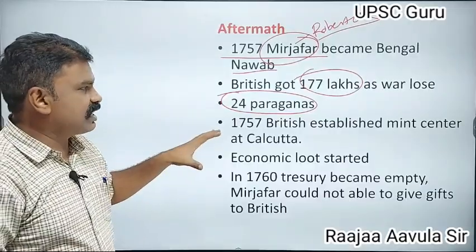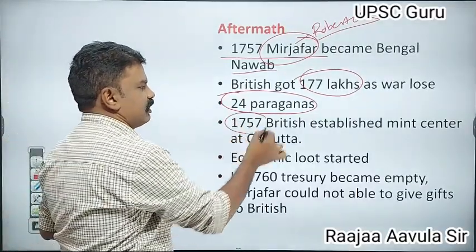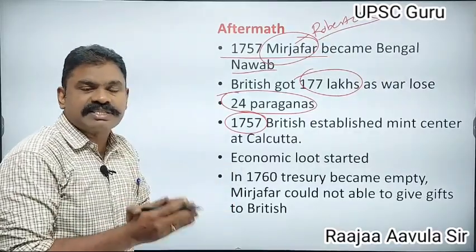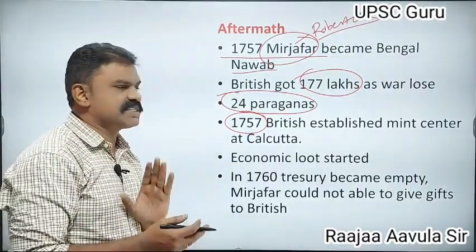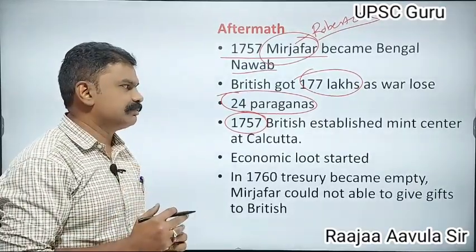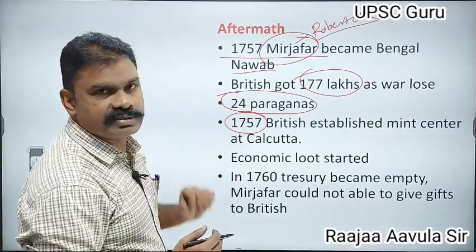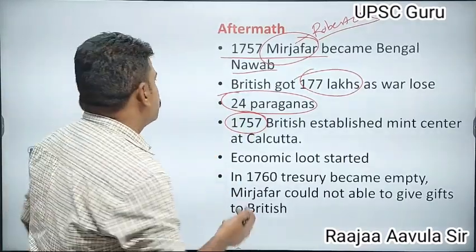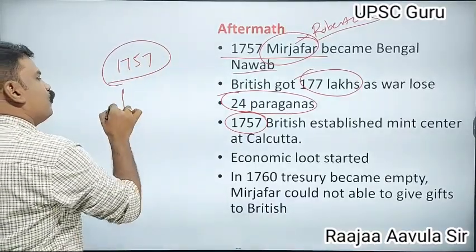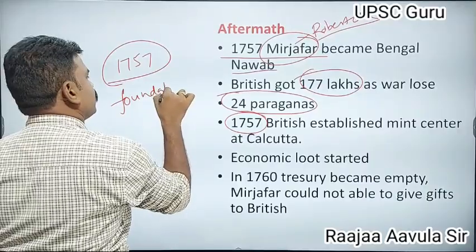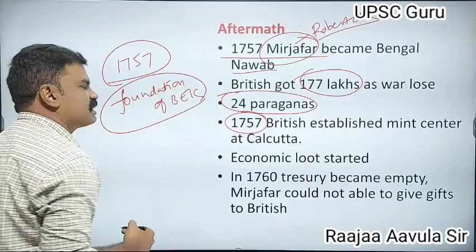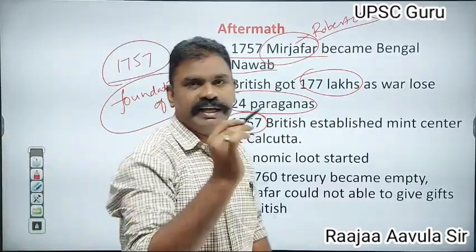In 1757, the British established a Mint Center at Calcutta. Economic looting started. From 1757 itself, the loot of the economy of India started, whenever they started this Mint Center and everything. Thus, the 1757 Battle of Plassey can be considered the foundation of British East India Company rule in India.